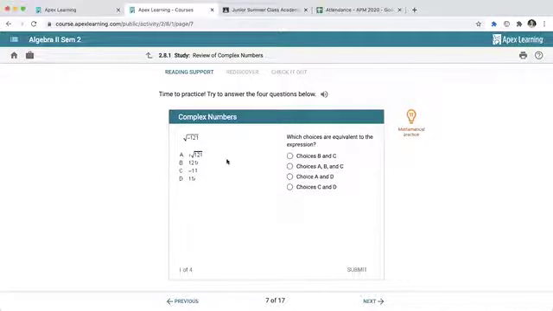Okay, because they're the same thing. It says what expressions are equivalent. All right, so letter A and letter D.